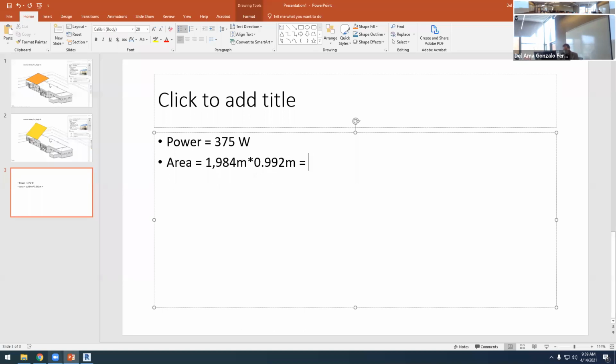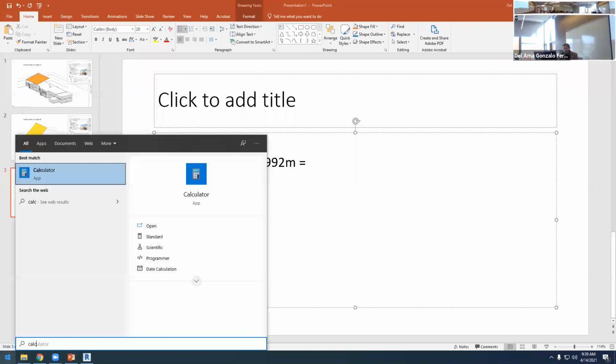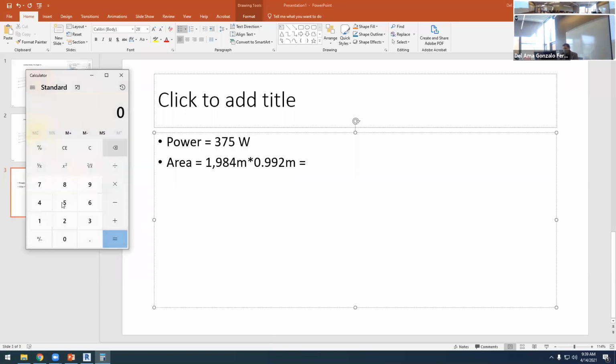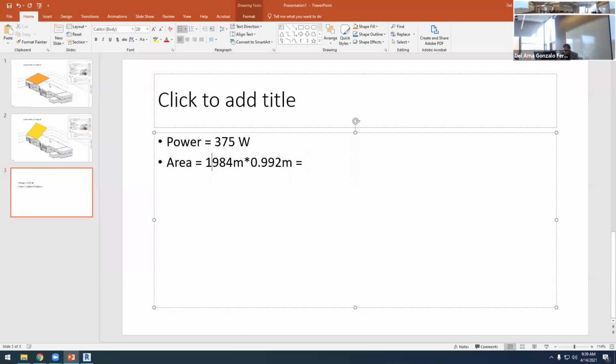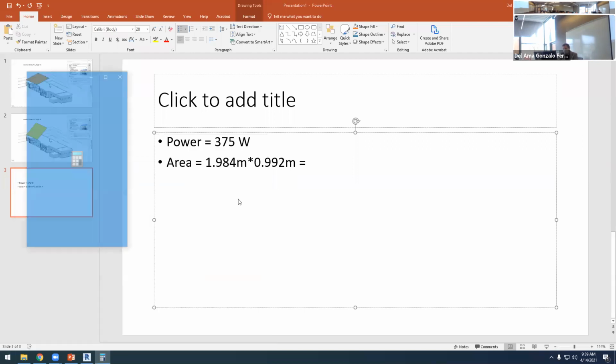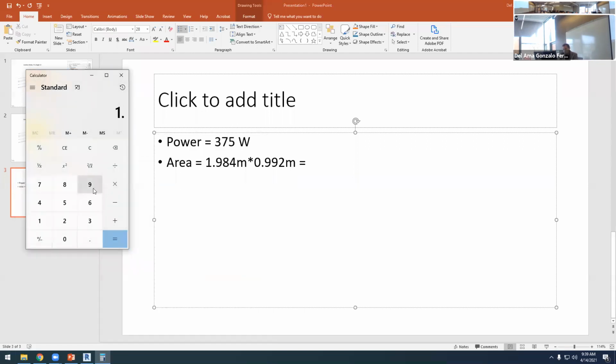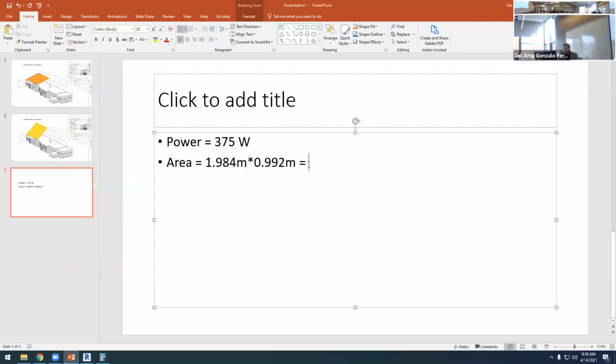So we need to calculate the area now. I'm going to use the calculator. The area is 1. Oh, this is not 1,000. Sorry, this is point. So it's 1.9 times 0.9. Okay, this is 1.984 times 0.992. And this is 1.96 square meters.